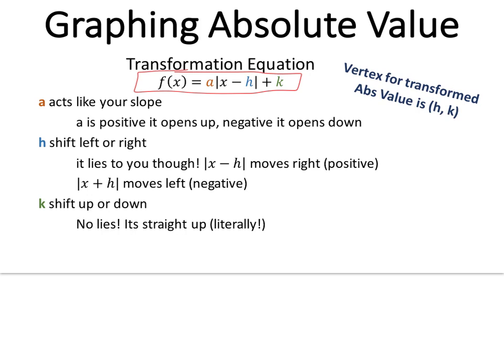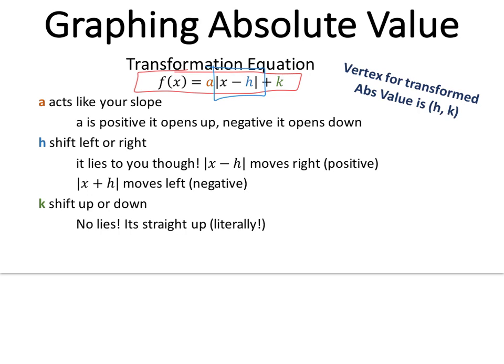H will shift your graph left or right, and that you can see is inside the absolute value bars. So it lies to you though. X minus H is actually going to move your graph to the right. It's actually going to move it positive. X plus H, you would expect it to go negative, but it goes to the left. So the one thing to remember about H is that it sort of lies to you.